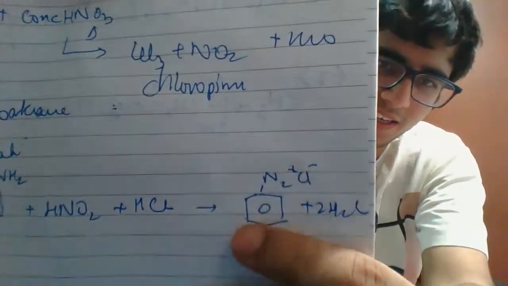This is benzene diazonium chloride. Now, if you add H plus or H2O to it, you get phenol plus N2 plus HCl.